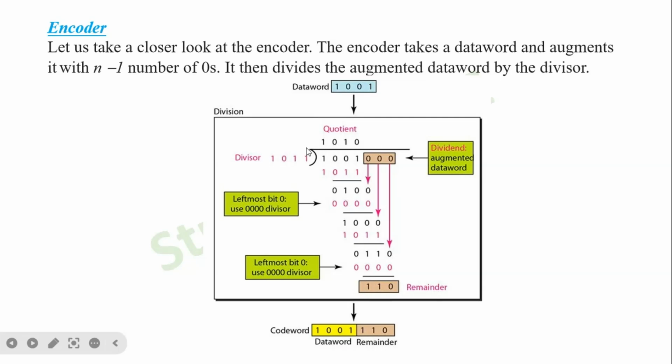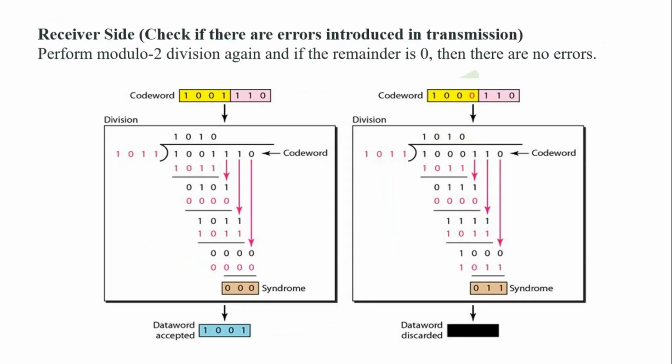We are not worried about the quotient, we are only interested in the remainder, and this remainder is appended to the data word, and this whole thing becomes the code word. Then what happens at the receiver end? The receiver will receive the code word. Here it is received as it is, no error in this. The same division happens here, and at the end if the remainder is 0, we say the syndrome is 0, and hence there is no error, and the data word is accepted.